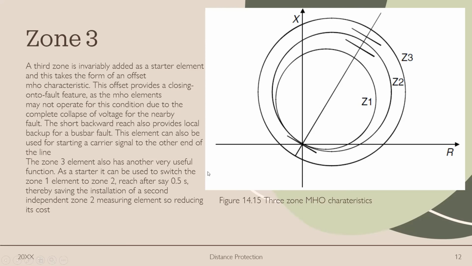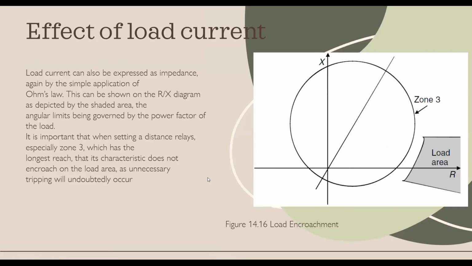Now we have the effect of load current. Load current can also be expressed as impedance. Again, by the simple application of Ohm's law, this can be shown on the resistance reactance diagram. As depicted by the shaded area, the angular limits being governed by the power factor of the load, shown here. It's important that when setting distance relays, especially in zone 3, which has the longest reach, its characteristic does not encroach on the load area, as unnecessary tripping will undoubtedly occur.